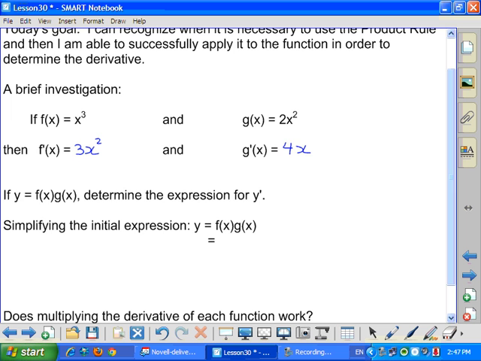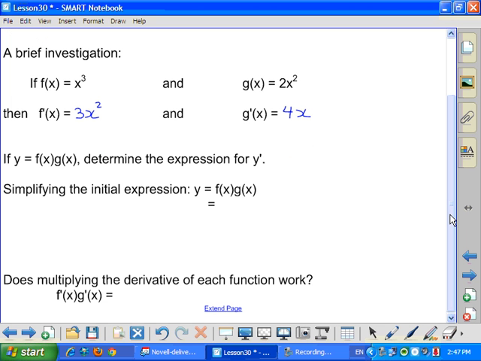So what we're going to do is figure out what the right answer is to start. And we're going to do that by simplifying the expression. So f of x is just x cubed, and g of x is 2x squared. I'm just going to use our exponent laws first before we take a derivative here. So it just becomes 2x to the fifth. If I take the derivative of that, y prime would equal 10x to the fourth. So that's the right answer. That's where we've got to get.